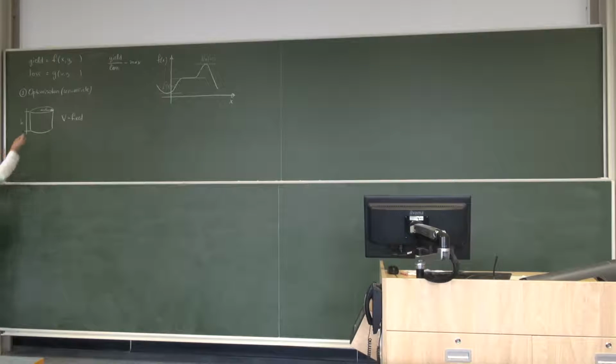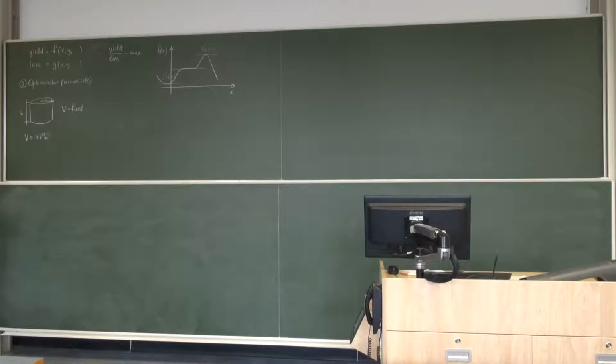Well, if we look at the volume, we know what the volume of the cylinder is. It's pi r squared h, which is the area of the bottom multiplied by the height. So that is our volume.